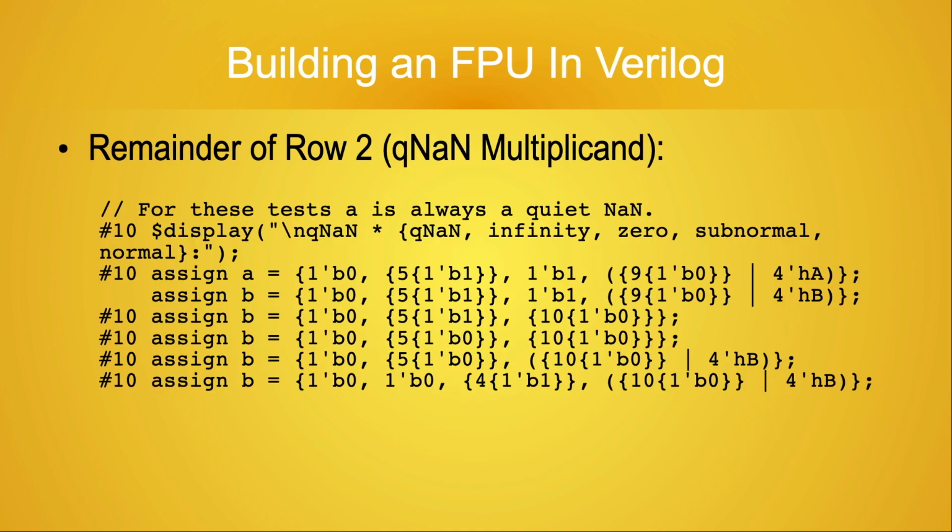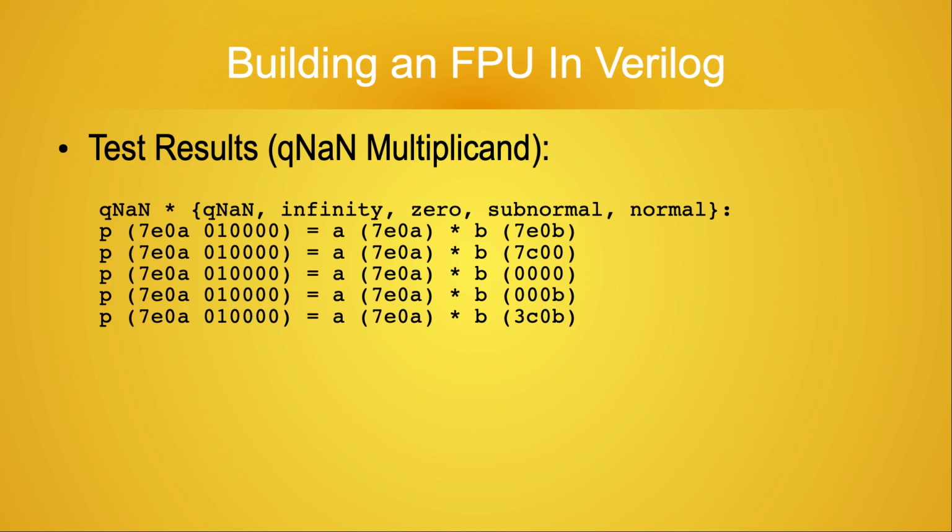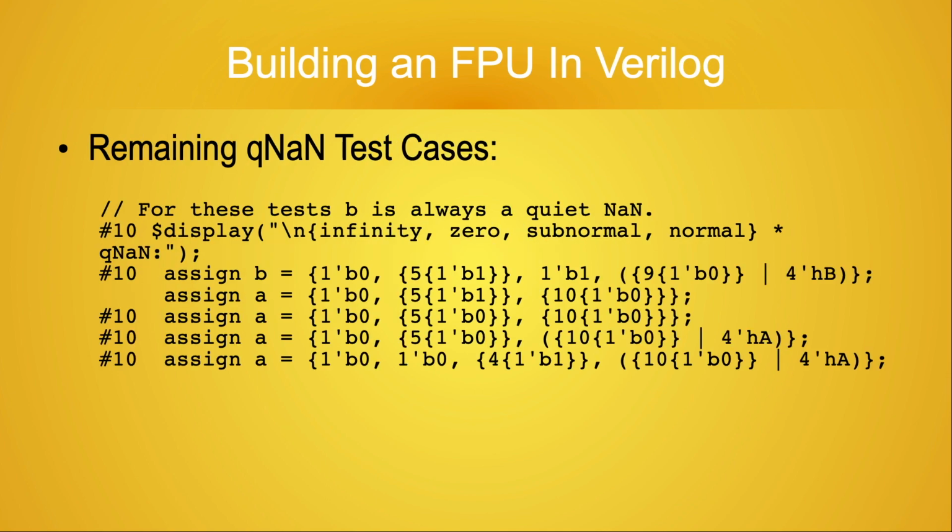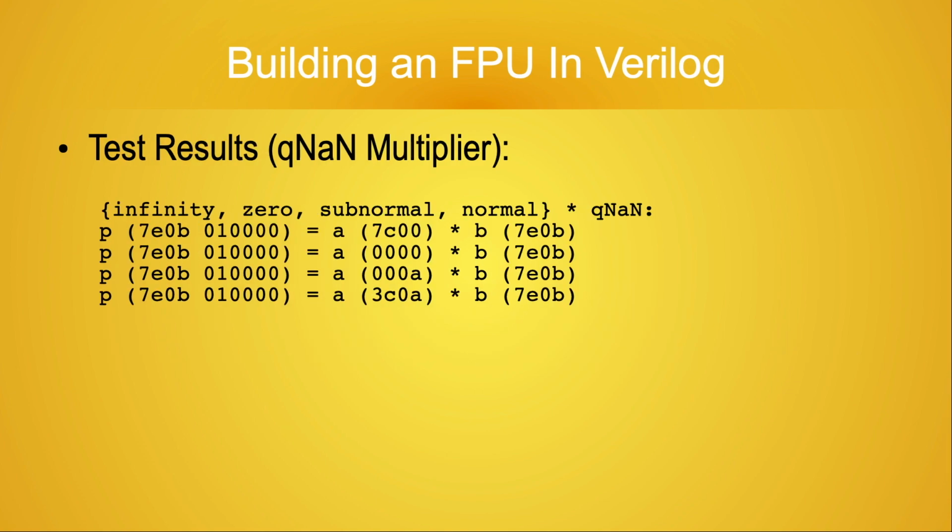To test the rest of the second row of our table, we can use the following code. For each of these cases, the value returned should be hexadecimal 7E0A, and they are. These are the test cases to finish the rest of column 2. By now you've probably guessed that each of these tests returns the value hexadecimal 7E0B.